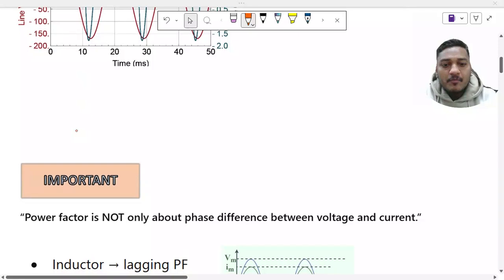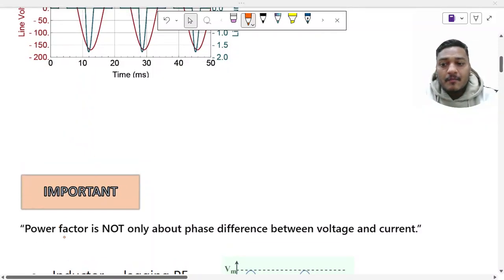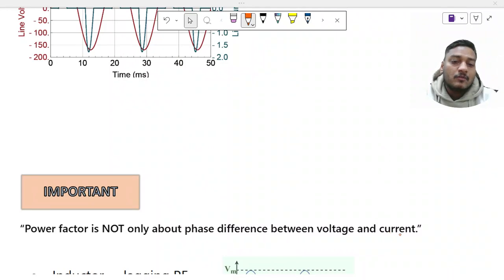Now, a very important thing I wanted to comment on here: power factor is not only about the phase difference between the voltage and current. If you have this thing in your mind, that power factor is basically the angle between the voltage and current, then you are completely wrong.